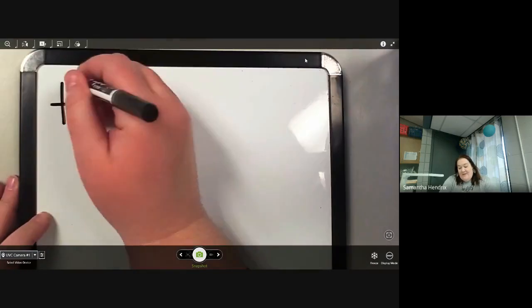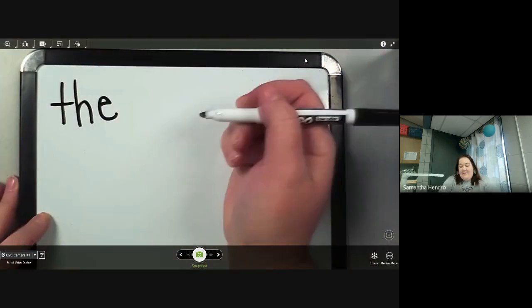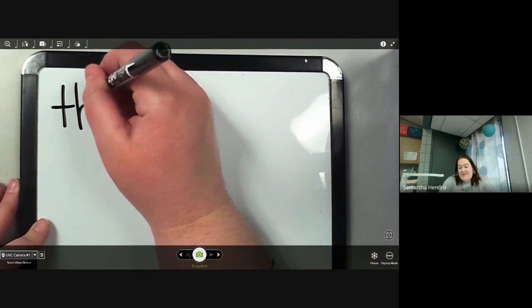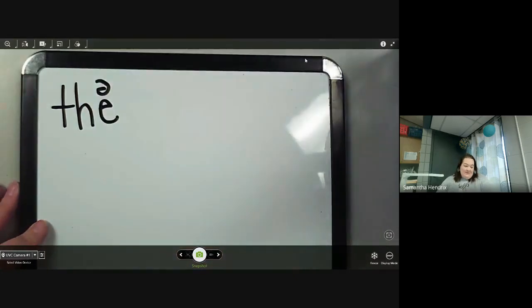Okay, so let's do some reviewing. How do we code a vowel that has the schwa sound? We code the schwa sound with an upside down E. Okay. How do we code digraphs?